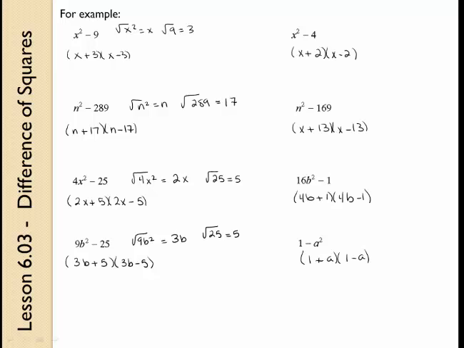Okay, so let's check your answers. You should have x plus 2, x minus 2, x plus 13, x minus 13. Now the square root of 1 is 1. I hope that didn't throw you off. So square root of 16 is 4, so 4b plus 1, 4b minus 1. And then this one had the variable at the back, but it's still a perfect square, so I do 1 plus a, 1 minus a.